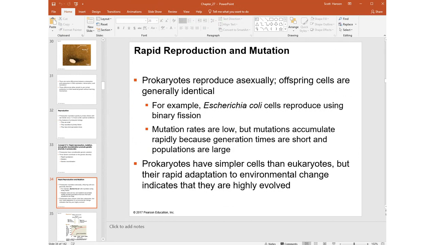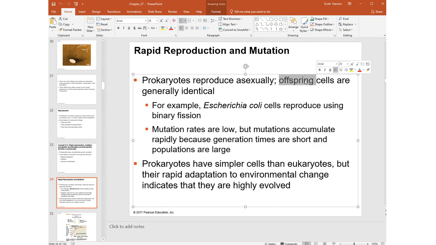Prokaryotes reproduce asexually, so their offspring cells are genetically identical. Binary fission is kind of the prokaryote type of mitosis. For example, Escherichia coli cells reproduce using binary fission, and as each one divides into two cells, it produces a copy of itself.